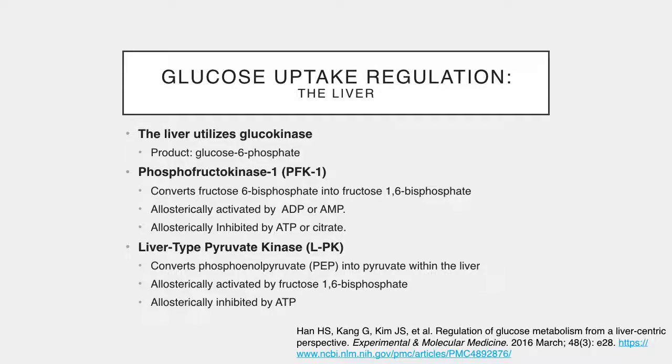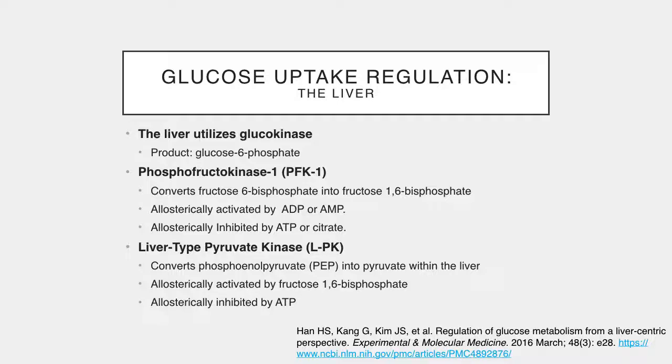Phosphofructokinase 1, or PFK1, converts fructose 6-phosphate into fructose 1,6-bisphosphate. This enzyme provides the irreversible step to commit the glucose to glycolysis and is allosterically activated by the presence of ADP or AMP to promote the production of more ATP. Inversely, the presence of ATP or citrate allosterically inhibits PFK1 so as not to provide an overabundance of energy.